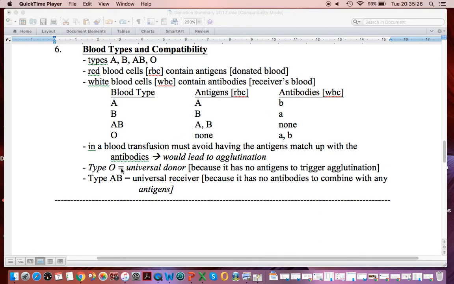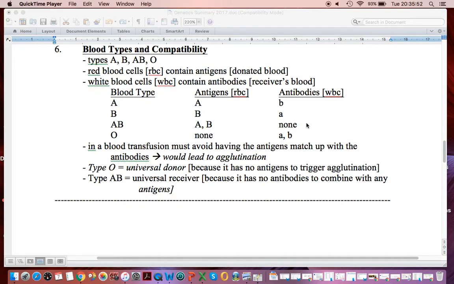If we look at it, type O is a universal donor. It has no antigens. If it has no antigens, it doesn't matter what antibodies are present, you're not going to get agglutination. And type AB is called the universal receiver. It has no antibodies, so there's nothing there waiting to pounce on any of these antigens if they're present, so it can accept all the blood types.